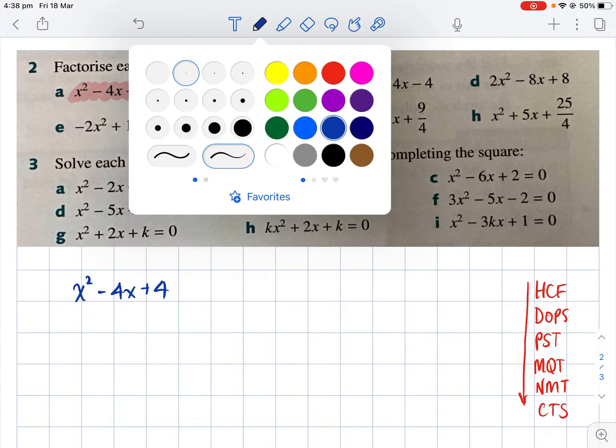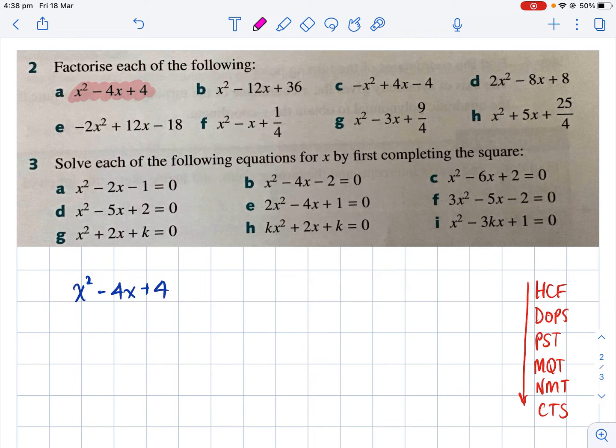The third one I try is the perfect square trinomial. Now the way I check the perfect square is I take my middle term here, negative 4, I halve it, or divide by 2, and then I square it. And if the answer to that is the same as this value right here, then it's a perfect square trinomial. So let's actually work out what is minus 4 divided by 2 squared. Well, minus 4 divided by 2 is minus 2, and minus 2 squared is absolutely positive 4, so it does equal the final term on the end.